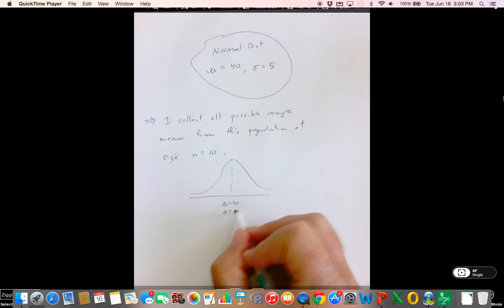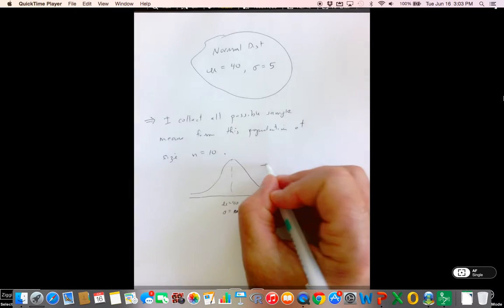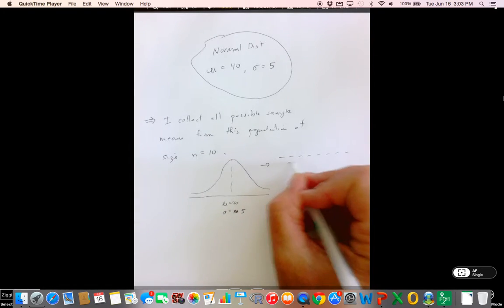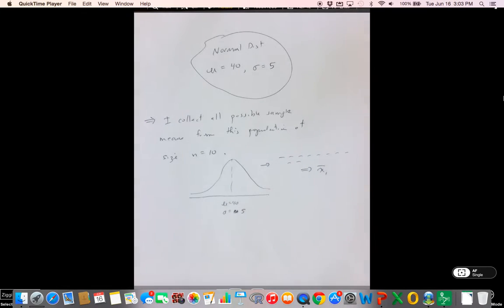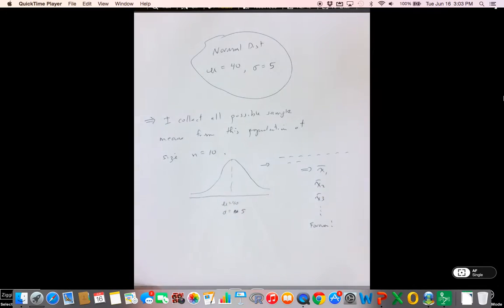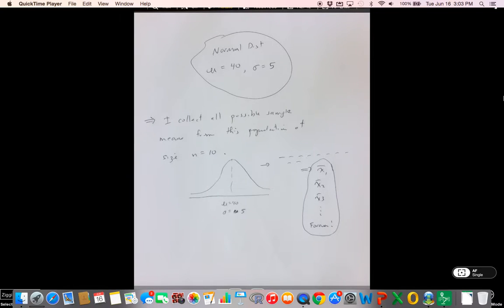So I go into this original distribution that has a mean of 40 and a standard deviation of 5, and I pull out 10 measurements. 1, 2, 3, 4, 5, 6, 7, 8, 9, 10. I add them all up. I divide by 10, I get the first sample mean. I do that again. I do it again. I do it, in theory, forever. What have I got? Well, I've got a bunch of sample means that I call the distribution of sample means.